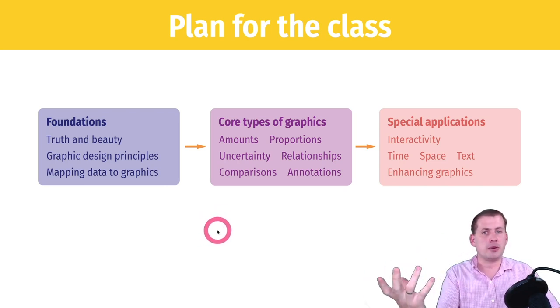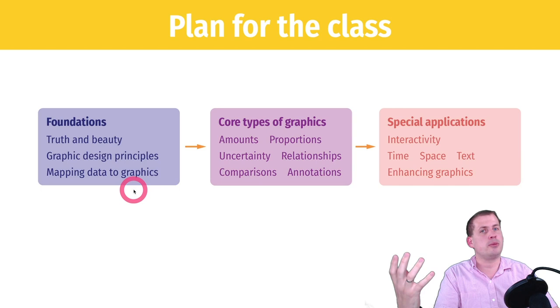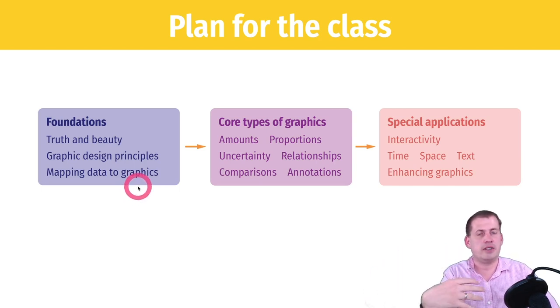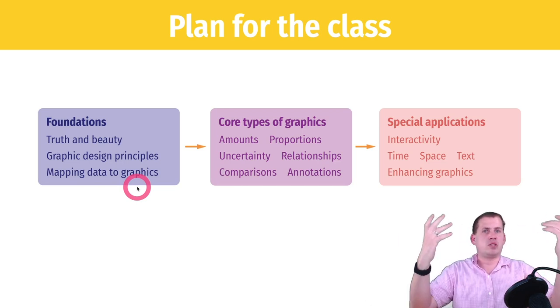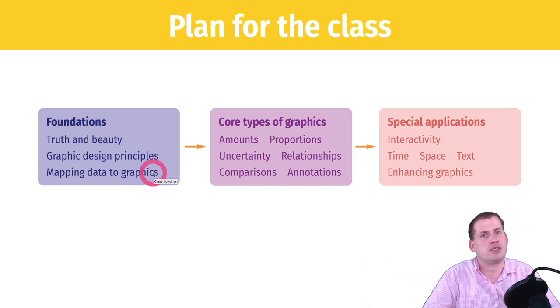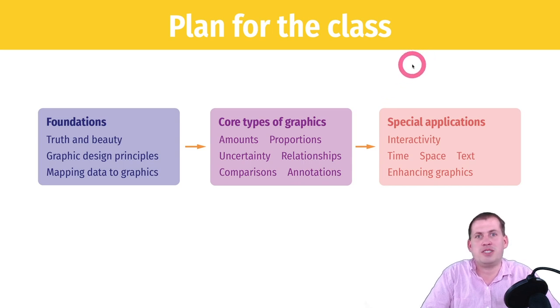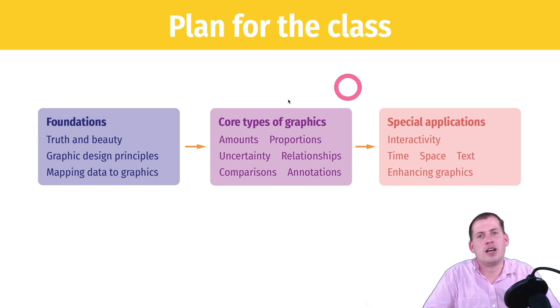And there's actually a whole language for describing that mapping. It's called the grammar of graphics, and you'll get introduced to that, and it'll let you describe any sort of graph using specific terminology that is kind of more universally understood in the data visualization world. And so that's important. Then we'll move into this central part here, where we'll talk about how to visualize specific types of information, how to visualize amounts and proportions, how to show uncertainty in estimates, how to show relationships between things, how to compare things. So this is kind of these general principles for graphic design, or data visualization design.